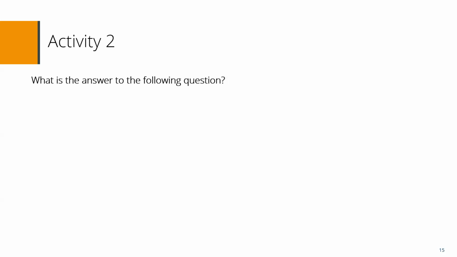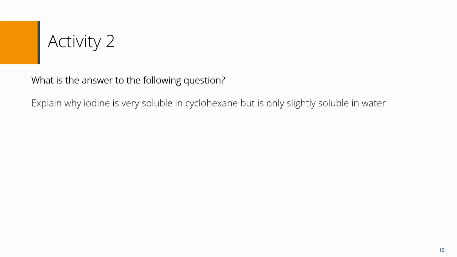Okay, here's another one. What's the answer to the following question? Why is iodine very soluble in cyclohexane, but it's only very slightly soluble in water? So have a think about what are the essential points that you need to be considering there, and then obviously construct an answer. Why is iodine very soluble in cyclohexane, but only slightly soluble in water? This is a question that's been asked on a past paper, of course.